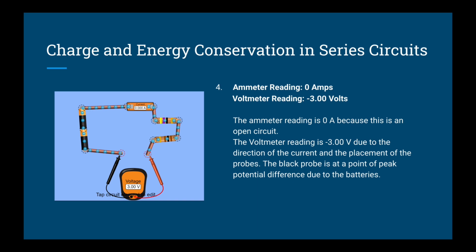After replacing one of the ammeters with a voltmeter, the ammeter reading was 0 amps and the voltmeter reading was negative 3 volts. The ammeter reading is 0 because it is an open circuit, while the voltmeter reads negative 3 volts due to the direction of the current and the placement of the probes. The black probe is at a point of peak potential difference due to the batteries.